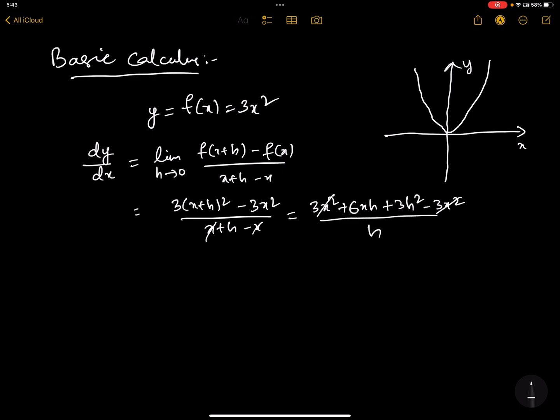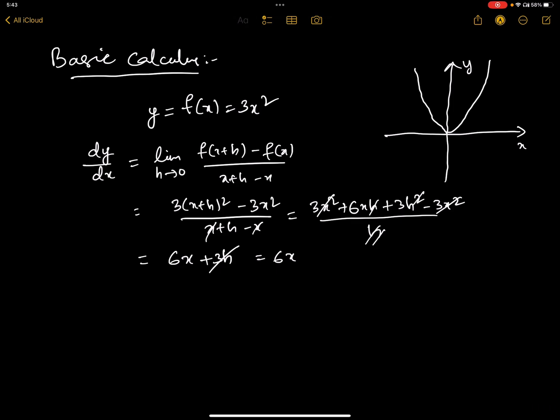These terms cancel out, and we are left with 6x + 3h. Since h tends to 0 and h is a very small number, this 3h term is also small. We can ignore that and we are left with 6x. This is the formula to calculate the slope, or the derivative, of that function.